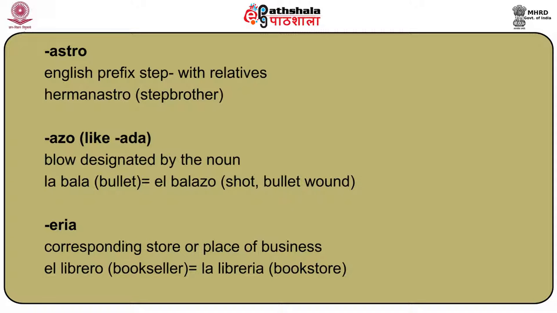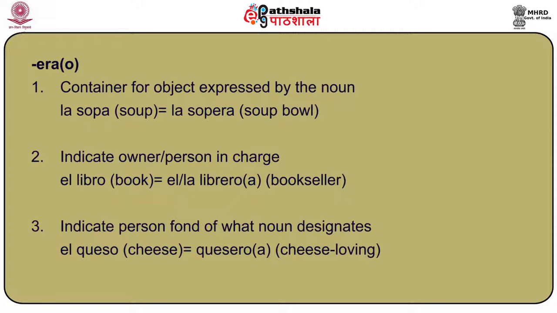Era or ero is the container for the object expressed by the noun. La sopa, the soup, becomes la sopera, the soup bowl. It also indicates owner or person in charge. El libro, the book, becomes el or la librero or librera, the bookseller. It also indicates a person fond of what the noun designates. El queso, cheese, becomes quesero or quesera, a cheese lover.